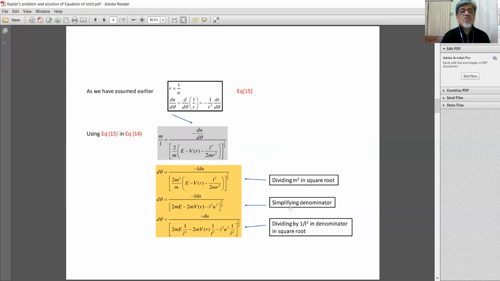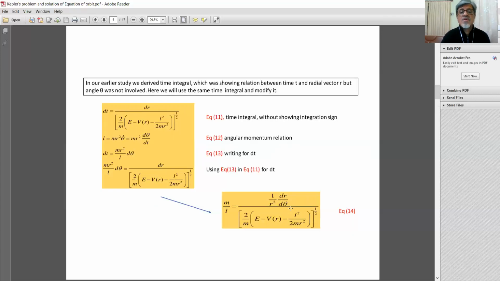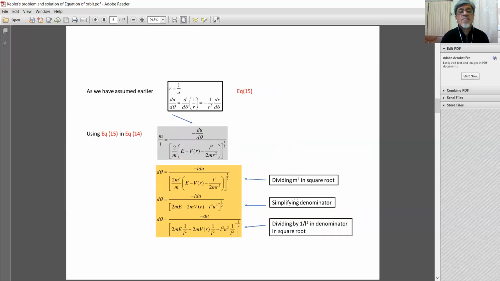So we can modify du by d theta: d by d theta of 1 upon r is equal to minus 1 upon r square dr by d theta. So in our earlier equation, equation number 14, in this numerator, 1 upon r square dr by d theta can be represented by equation number 15, minus 1 upon r square dr by d theta. It can be represented by du by d theta. But since there was no minus sign, we have to represent it by minus du by d theta.